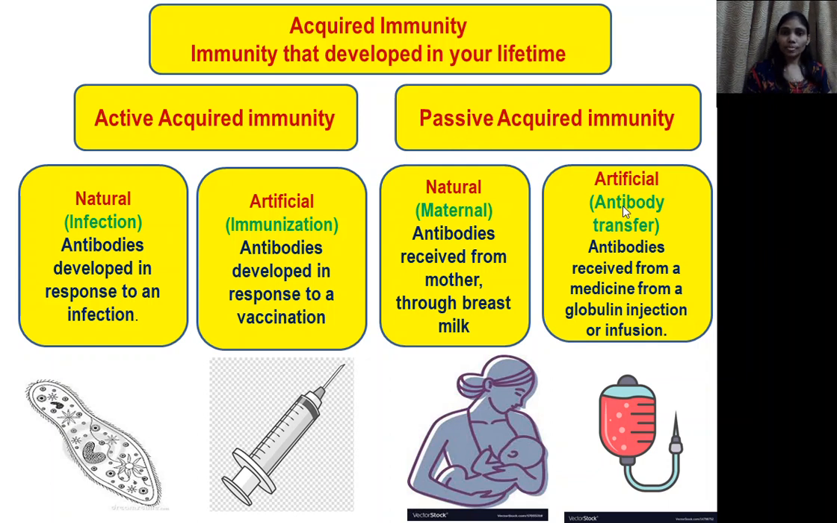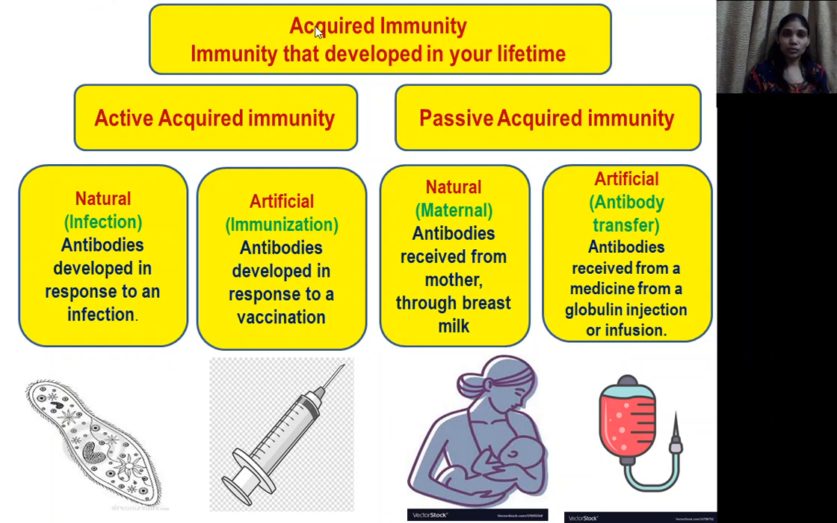Artificial passive means antibodies are transferred. Here antibodies are not produced naturally, but transferred artificially. So antibodies are received from a medicine, from a globulin injection or infusion. Okay, let us see it in detail.